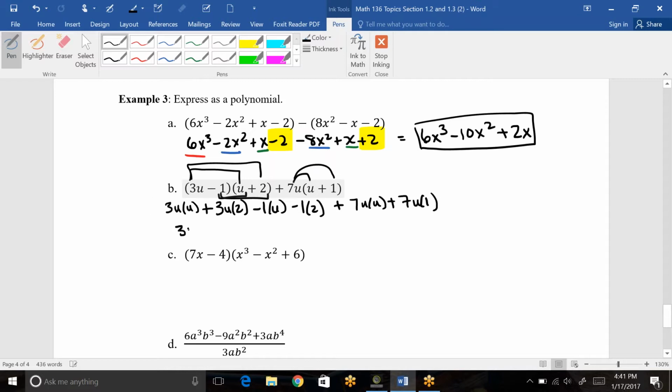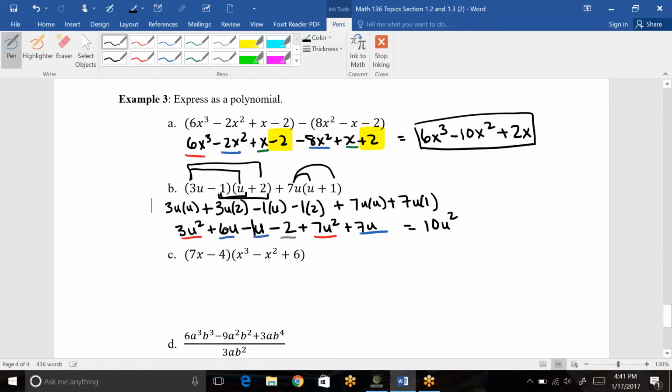3u times u would be 3u squared. 3u times 2 would be 6u. This would be negative u, or negative 1u if you want to write the 1 in. Negative 2, positive 7u squared, and 7u times 1 is 7u. My like terms, I have some squared ones that match. I have some things that are just u to the first. And then I have this negative 2 that's left over by itself. So 3u squared plus 7u squared is 10u squared.